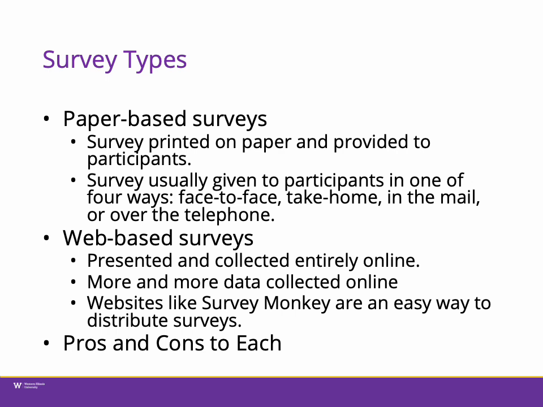The downside is, right, you've got to haul that paper with you and you've got to go to the people. And sometimes it's hard to get people to agree. Web-based surveys, obviously, are used quite frequently. They are entirely online. You can get more data collected quickly online. Websites like SurveyMonkey, Qualtrics, Google Forms are an easy way to distribute surveys. The pro is that you can get a lot of data very cheaply, very quickly.